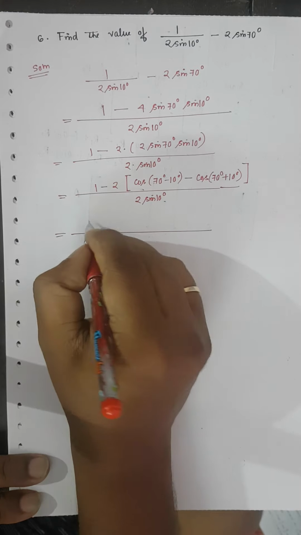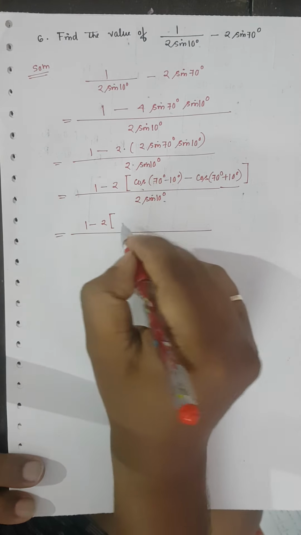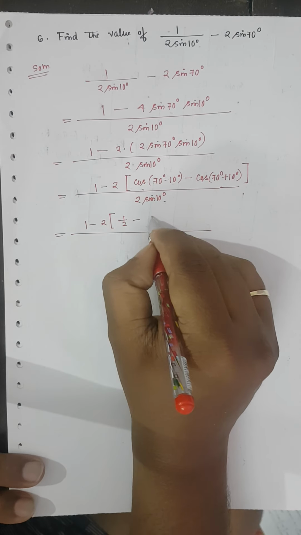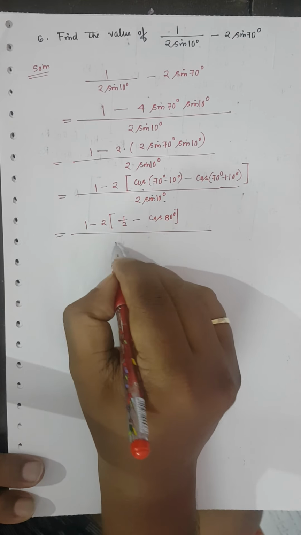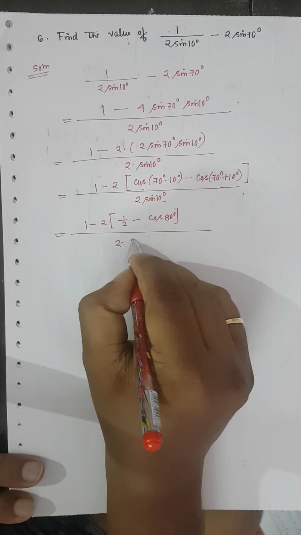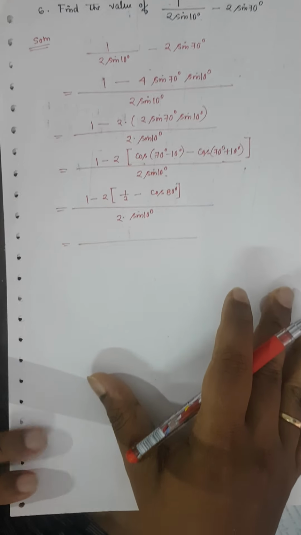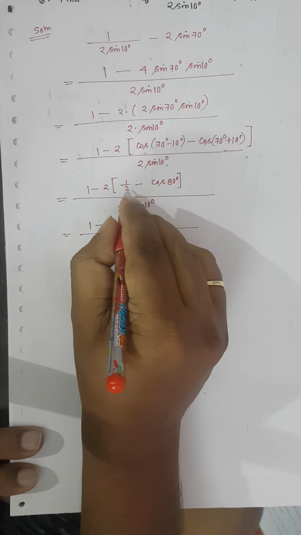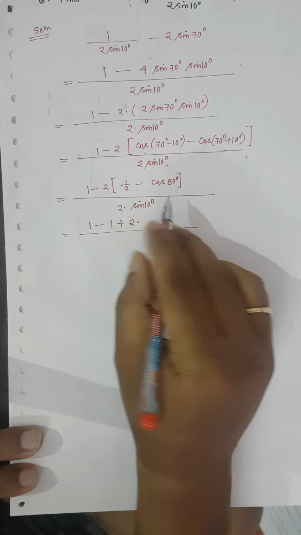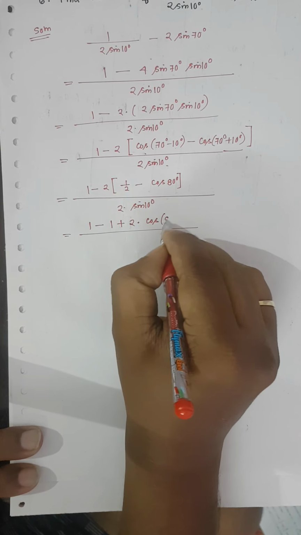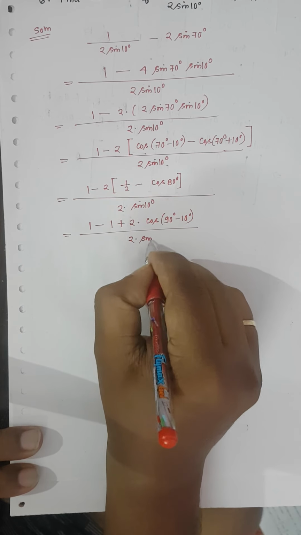Now 2 into, what is 70 minus 10? 60. Cos 60 is equal to half, minus cos into 70 plus 10, it is 80 degree. In the denominator it is twice sine 10 degree. Now calculate. This is 1 minus 2 into half, it is 1, minus minus plus 2 into, what is cos 80 degree? It is cos 90 degree minus 10 degree. This is twice sine 10 degree.